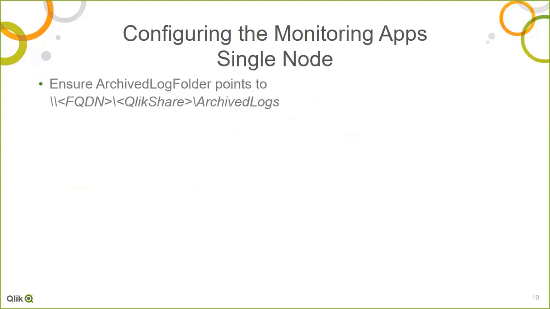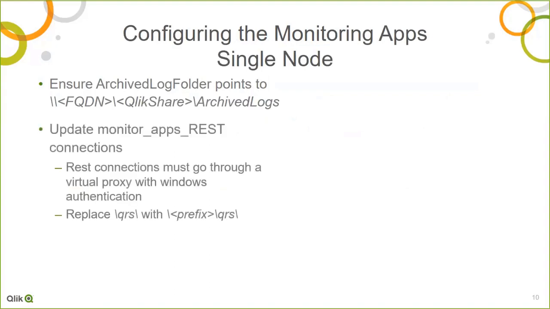All right, so how do you configure the monitoring apps? On a single node system, you can rely a lot on the pre-configured things working. So you just need to ensure that the archived log folder points to the right location. You need to make sure that the REST connections that are set up go through a virtual proxy with Windows authentication, which, if you don't change anything, is the default proxy and is the proxy that it will already be set up to connect to.